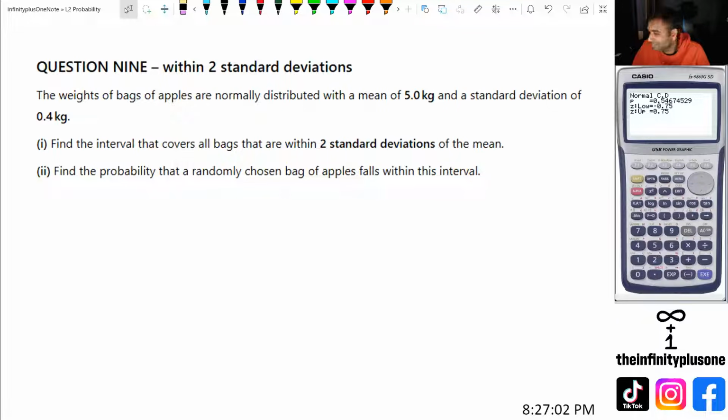Take the luck. All right, I'm just going to do this question and then we'll have a chat, all right? So question 9, I think this is the last one for the day.